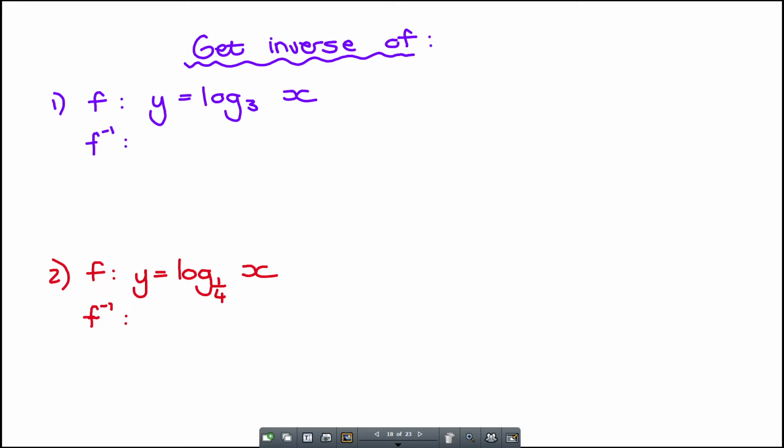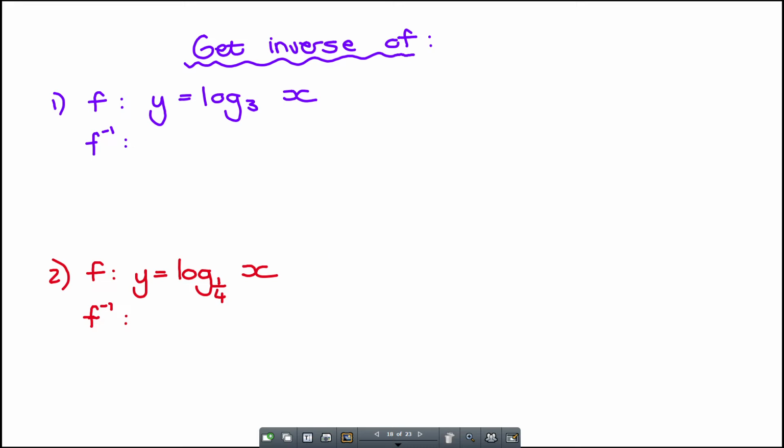Okay, can I continue? As I said just now, you have one of two options. Option 1 is first write it from log to exponential and then switch your x and y. Or option 2, first switch your x and y and then write it to exponential. So I'm going to do it differently at each one of these.